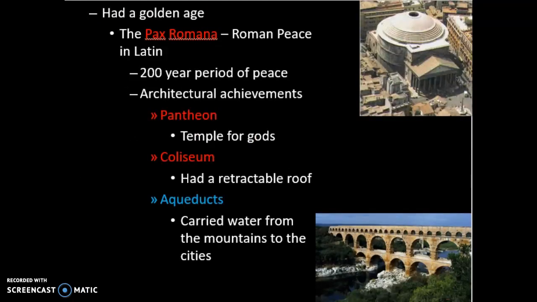Here's our golden age. Right away in the images we see the Pantheon, different from the Parthenon of Greece. However, we do see Greco-style architecture here. We see the columns, correct? Right here, we see the columns. However, Rome takes that and adds to it. They have the dome here.